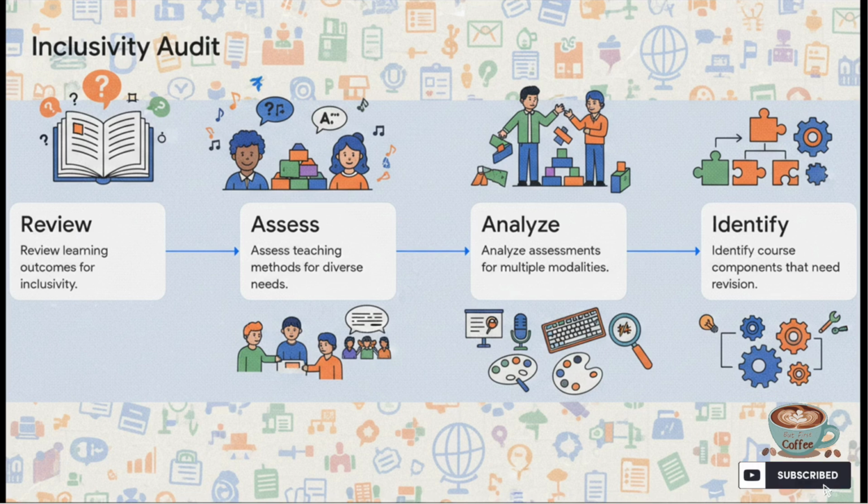Step 1. Review your learning outcomes. Ask yourself, do they encourage students to explore diverse perspectives? Step 2. Assess your teaching methods. Are you relying entirely on lectures, or are you incorporating collaborative instruction? Step 3. Analyze your assessments. Are you offering multiple modalities, just like we discussed with UDL? And finally, step 4. Identify the specific components that need revision and just tackle them one by one.